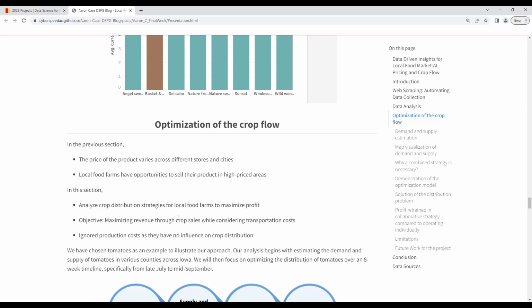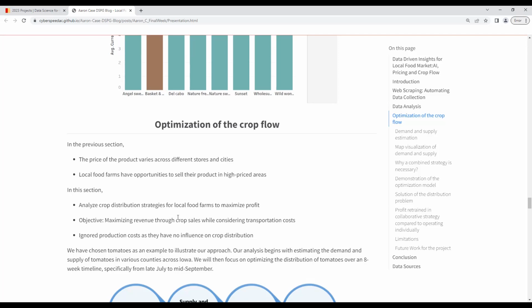I want to say that we have not considered production cost in this model because production cost is not relevant to the transportation units, and it will not affect the transportation units or the distribution of the crops.